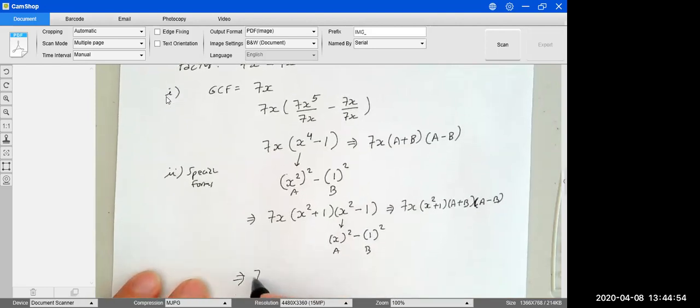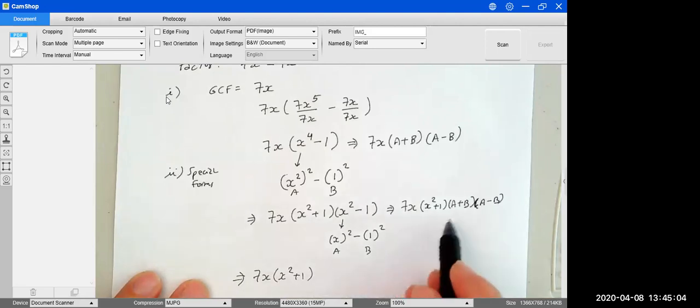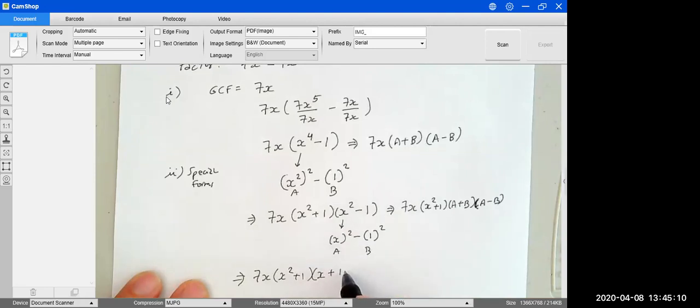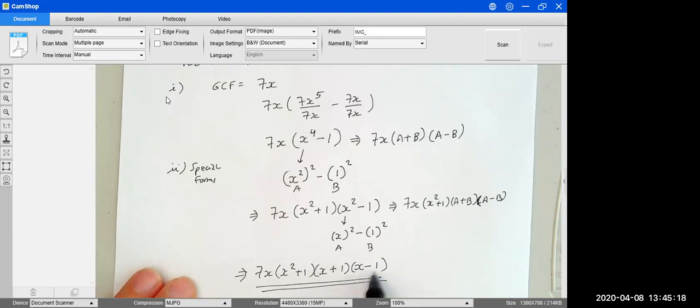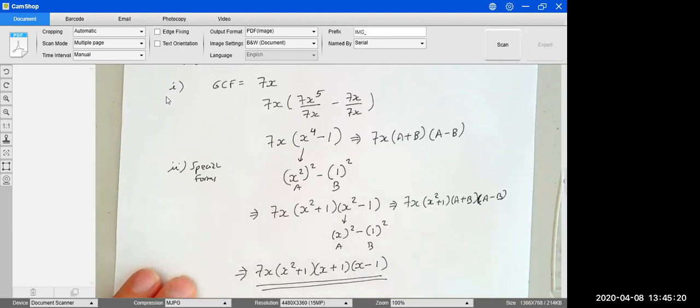So we have 7x, that was the greatest common factor from the first step. Then x squared plus 1, that was one of the binomials that we obtained from special forms. Now a plus b, a is x, b is 1, so a is going to be x plus 1, then a minus b is x minus 1, and this is the final answer, because these are not perfect squares, so we end up at this point.